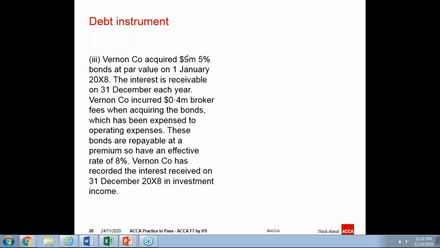The company has acquired 9 million 5% bonds at par value on 1st January 2008. The interest is receivable on 31st December each year. The company includes 0.4 million brokerage fees when acquiring the bonds, which have been expensed to operating expense. This is a wrong treatment. You also have to do the adjustment in operating expenses when you are attempting the full question. These bonds are repayable at a premium, so they have an effective rate of 8%. The company has recorded the interest received on 31st December 2008 in the investment income.